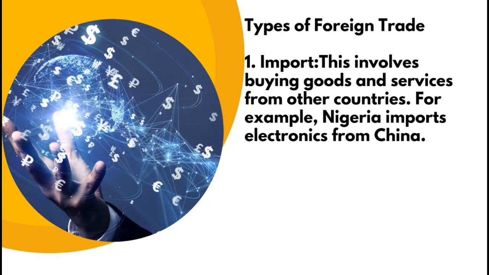Let us go deeper into the forms of foreign trade. There's what we call bilateral and there's what we call multilateral. Under bilateral, this occurs when one country agrees to exchange goods and services with another country. It involves buying and selling between two countries.